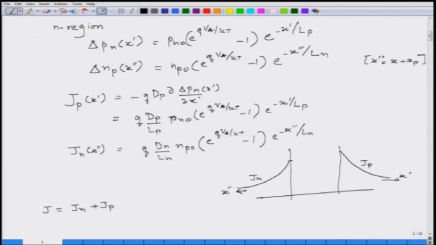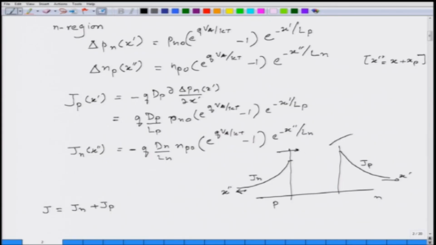This is going to be negative current when you evaluate that current. So, the total current is going to be the current density due to electrons and holes, because whatever holes are injected in the n side, they are being injected from this side.